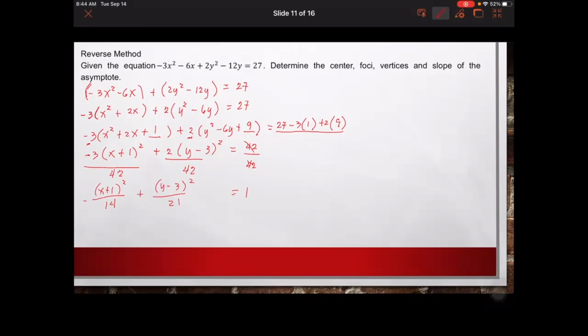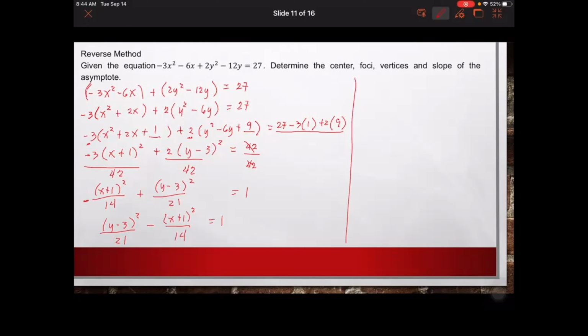So the negative is with x. We will bring it back. So we will have here (y minus 3) squared over 21, then minus, because we need a negative, since this is a hyperbola. So we will have (x plus 1) squared over 14 equals 1.